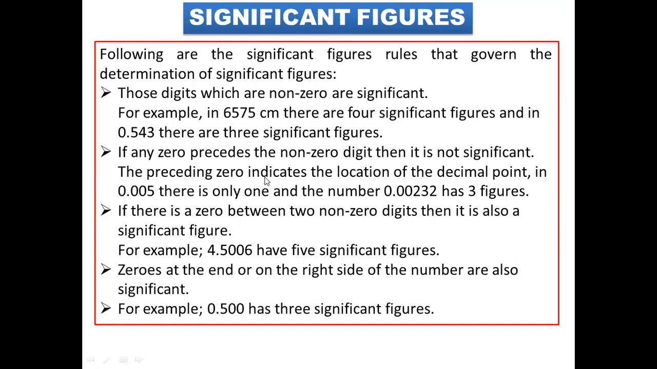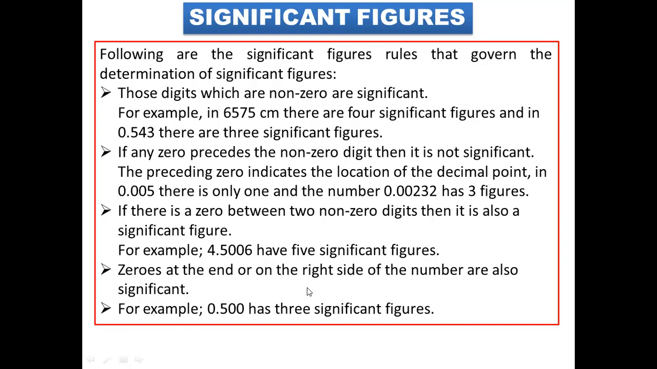If there is a zero between two non-zero digits, then it is also a significant figure. See here, for example, 5006. The 0 is coming in between two non-zero digits, so all will be considered as significant figures, and the 4 is a separate significant figure. So 5, 0, 0, 6, and that 4, that is a total of 5 significant figures. If there were a leading 0.0, that would not be considered significant, but here there is a whole number and these are the 4 digits, so overall 5 significant figures will be considered.